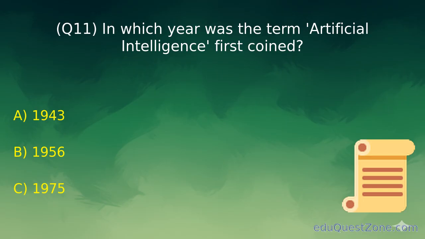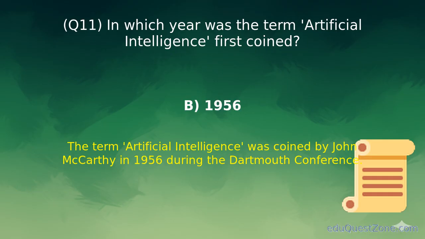Question 11. In which year was the term artificial intelligence first coined? Option B. 1956. Artificial intelligence was first named by John McCarthy in 1956 at the Dartmouth Conference.